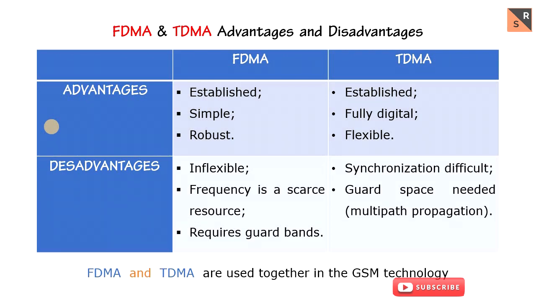The advantages are, for FDMA, it is established, simple, and robust. And the disadvantages are inflexible, frequency is a scarce resource, and it requires a wide band. And for TDMA, the advantages are: the system is established, fully digital, and flexible. And the disadvantages are: synchronization is difficult, a wide space is needed because of multipath propagation.